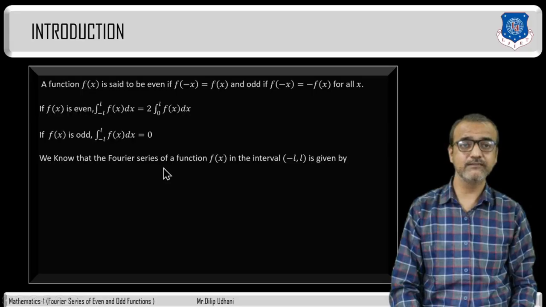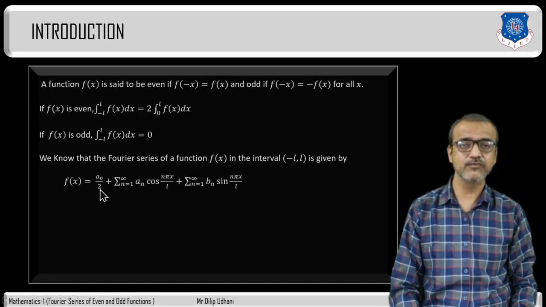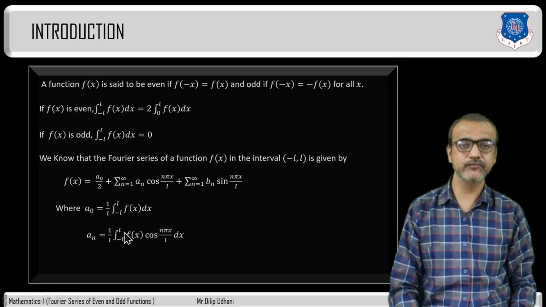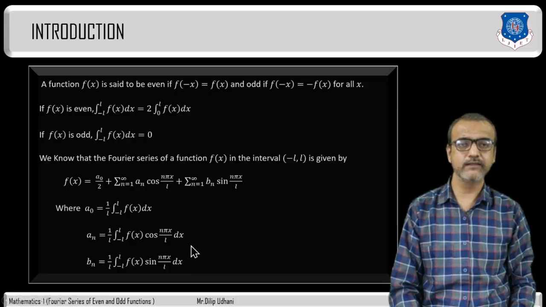Now we know that the Fourier series of a function f of x in the interval minus L to L is given by f of x equals a0 by 2 plus sigma n from 1 to infinity an cos n pi x by L plus sigma n from 1 to infinity bn sin n pi x by L, where a0 equals 1 upon L integration from minus L to L f of x dx, an equals 1 upon L integration from minus L to L f of x cos n pi x by L dx, and bn equals 1 upon L integration from minus L to L f of x sin n pi x by L dx.